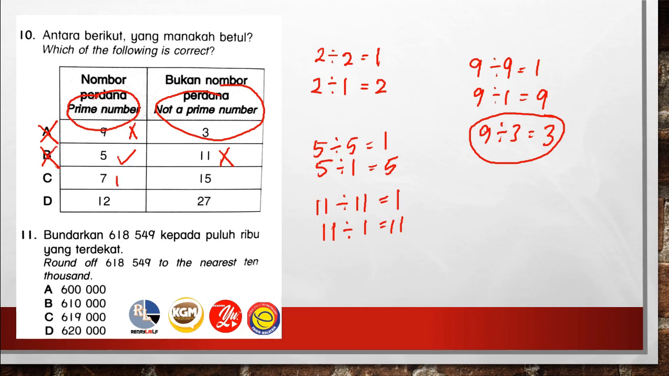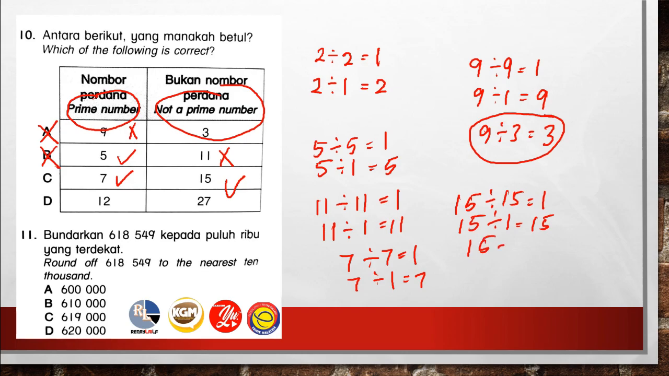Prime number 7. Okay, let's see. 7 can be divided by itself, and 7 can be divided by 1 is 7. There's no other answers. Alright, not a prime number 15. Let's check 15. 15 can be divided by itself. 15 can be divided by 1. 15 can also be divided by 3, and you get the answer is 5. 15 can also be divided by 5 is 3.